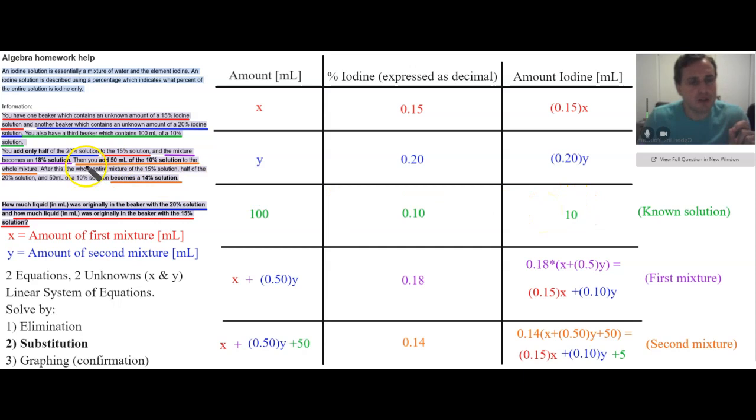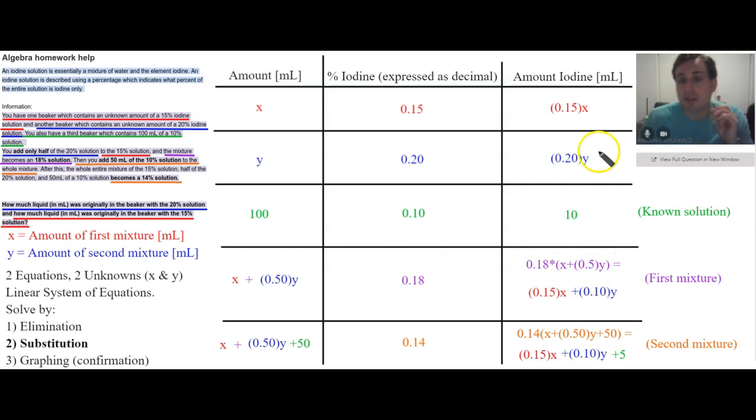The first mixture, let's go ahead and call that here in purple, which I have labeled here. By the way, you'll notice that the color coding in the knowns is kind of important to keep everything straight here. So the mixture is 18% solution, that's this 0.18. But notice that it's X plus 1/2 Y, because that's the same thing as half the second solution, which is half the 20% solution. You add those together independently. Multiplied by that 0.18, we get this equation.